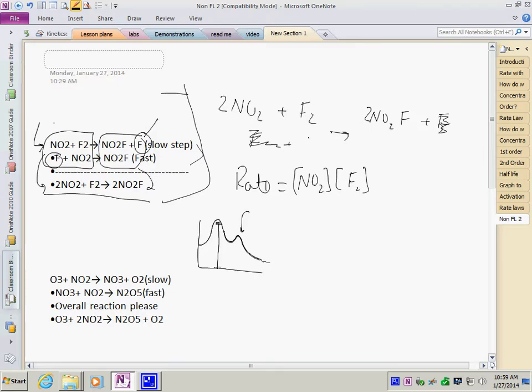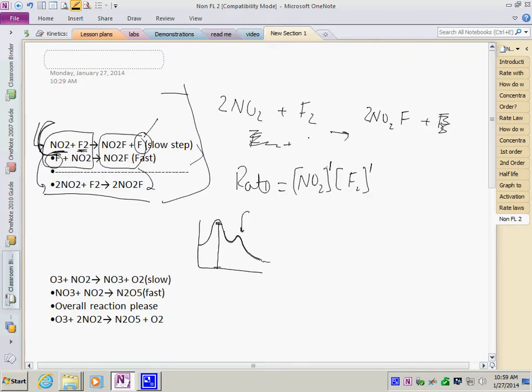So anything in this slow step, or anything that can make that slow step speed up, would in fact be helpful. So in the slow step I have 1 NO, therefore I put a 1 here. It's first order. I have 1 F2, so I put a 1 right here, first order.